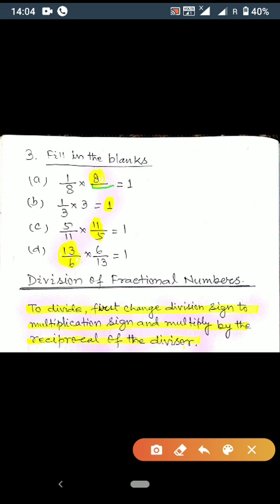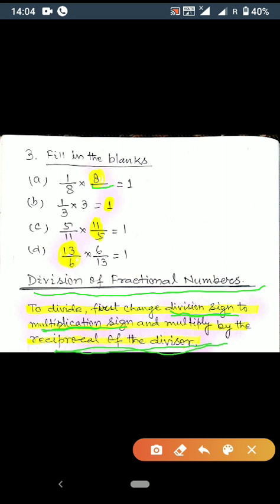Now division of fractional numbers. To divide, first change the division sign to a multiplication sign and multiply by the reciprocal of the divisor.